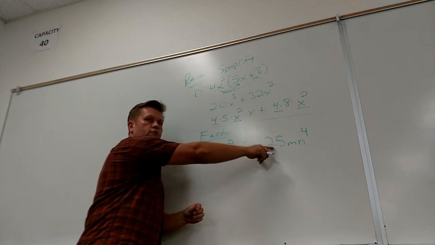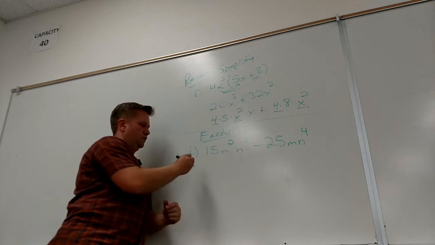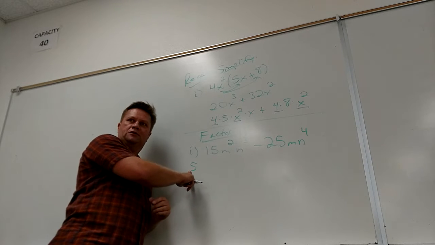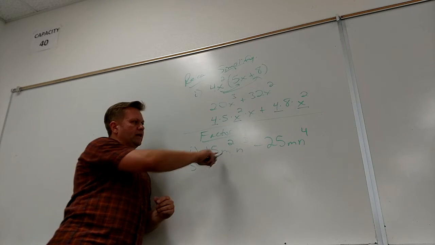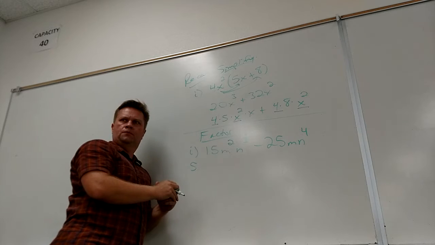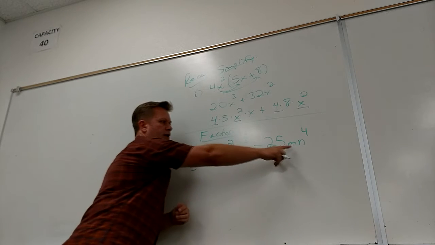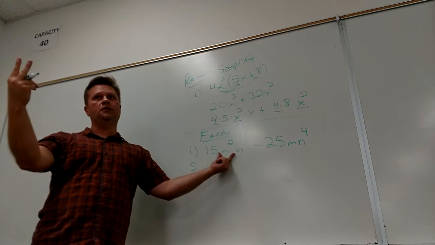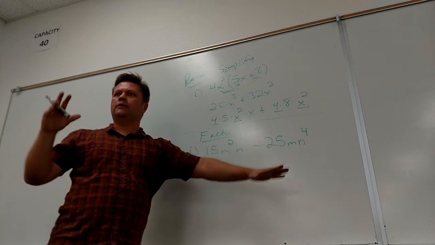Look at the numbers. What number do they both share? 5. Look how far over I'm writing that, by the way. I'll show you why. How many m's do they both have? 2. He's got 2, but he's only got 1. So see, he's got 1 for sure, because he's got 2. This guy's only got 1. So how many m's do they share? 1.